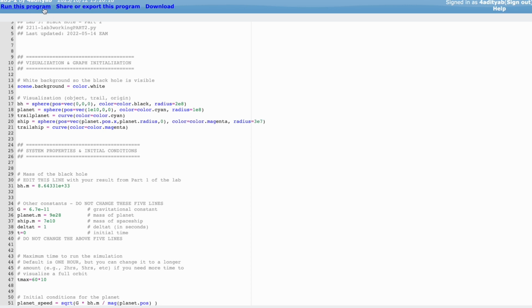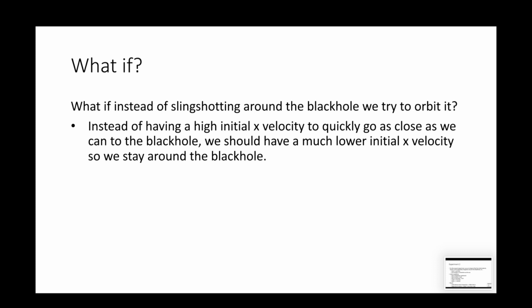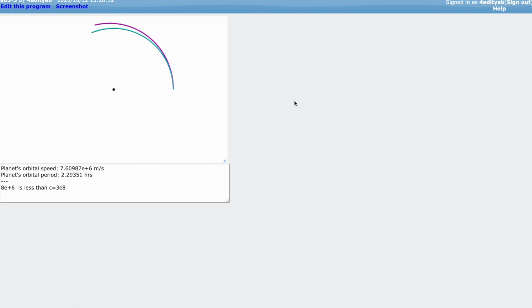This is what the spaceship looks like slingshotting around the black hole with the negative 50 e6, 2 e6, 0 initial velocity vector. So what if instead of slingshotting around the black hole, we tried to orbit it? Well, instead of having a high initial x velocity to quickly go as close as we could to the black hole, we should have a much lower initial x velocity so we can stay around the black hole. To get the spaceship to orbit the black hole, I just set the initial velocity vector from the previous code to 0, 8 million, 0.